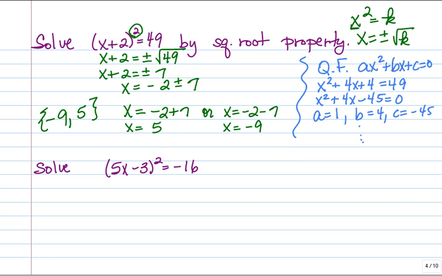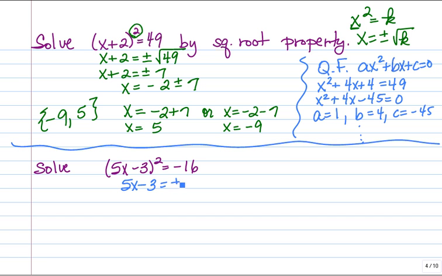Now what if I have 5x minus 3 squared is equal to negative 16? This is set up to use the square root property, right, because I have a quantity squared equals negative 16. So if I wanted to use the square root property on this, I'm going to undo my squaring, so I'd get 5x minus 3 is equal to plus or minus the square root of negative 16.